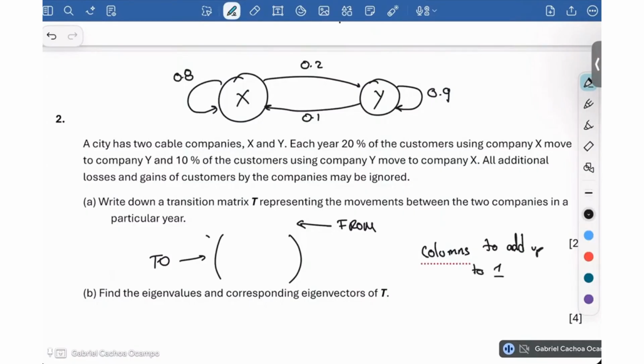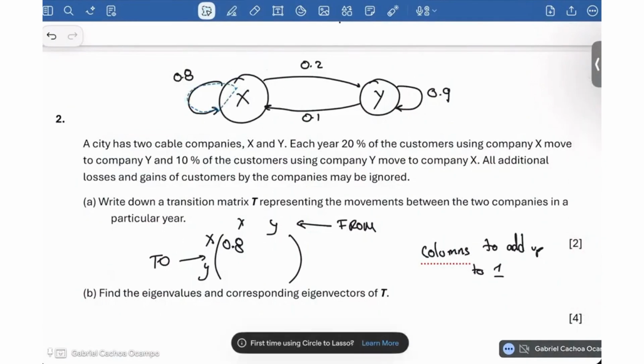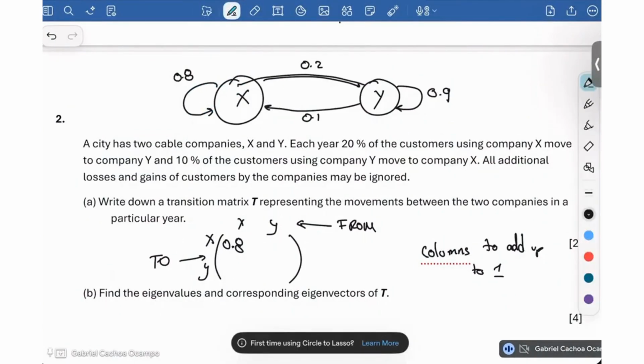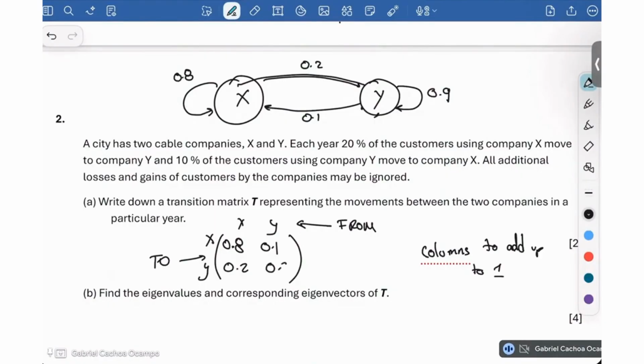So let us do X, Y. This would be 0.8, because if I start from X and I end up with X, it is a probability of 80%. If I start in X and go to Y, I will do that with a 20% probability. If I start in Y and go to X, that is a 0.1 probability. And if I start in Y and go to Y, that is a 90% probability. So this is my transition matrix.